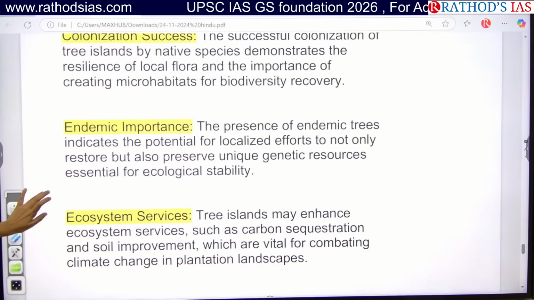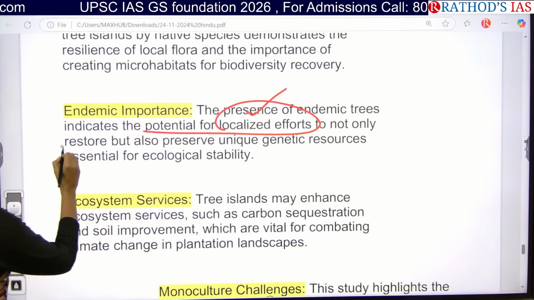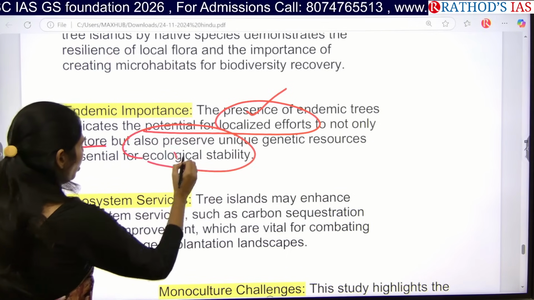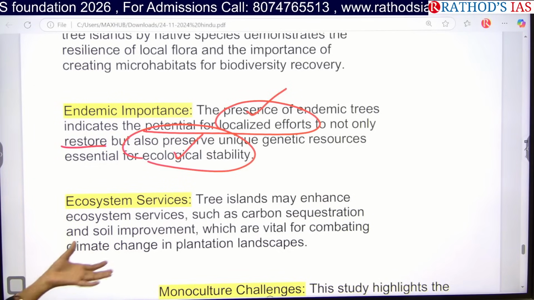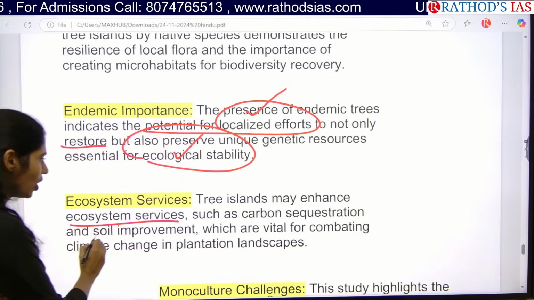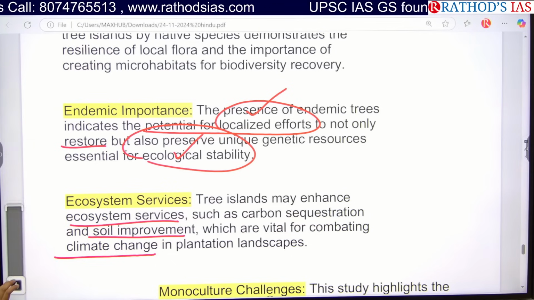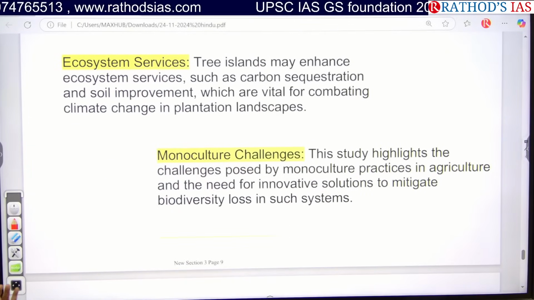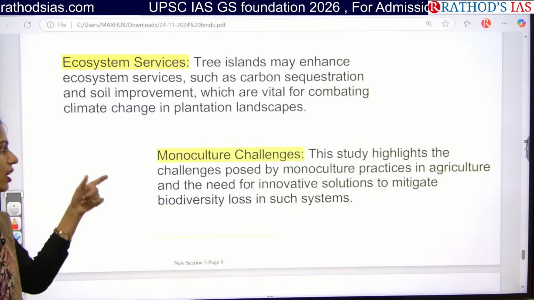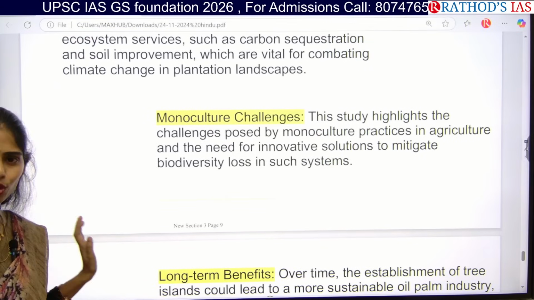And the next one here is the presence of endemic trees, which indicates that there is a huge potential for restoring and preserving very unique genetic resources that will be helpful for ecological stability. And even whenever we are creating this kind of islands, they will be giving ecosystem services like carbon sequestration as well as soil improvement, and it will even be helpful for combating climate change in these plantation landscapes. But whenever we are going for monoculture, that is practicing only a single species in agriculture, there will be huge challenges like biodiversity loss may happen. So we have to combat these challenges with some innovative solutions.